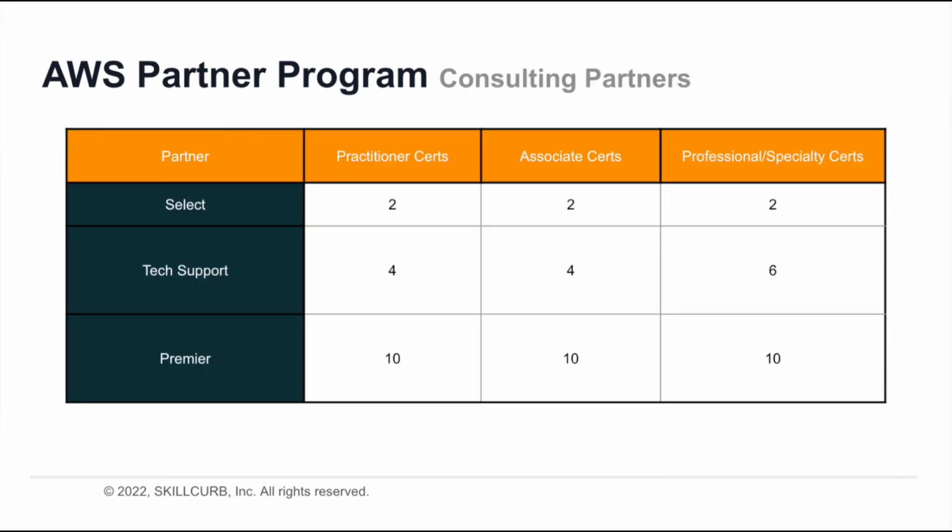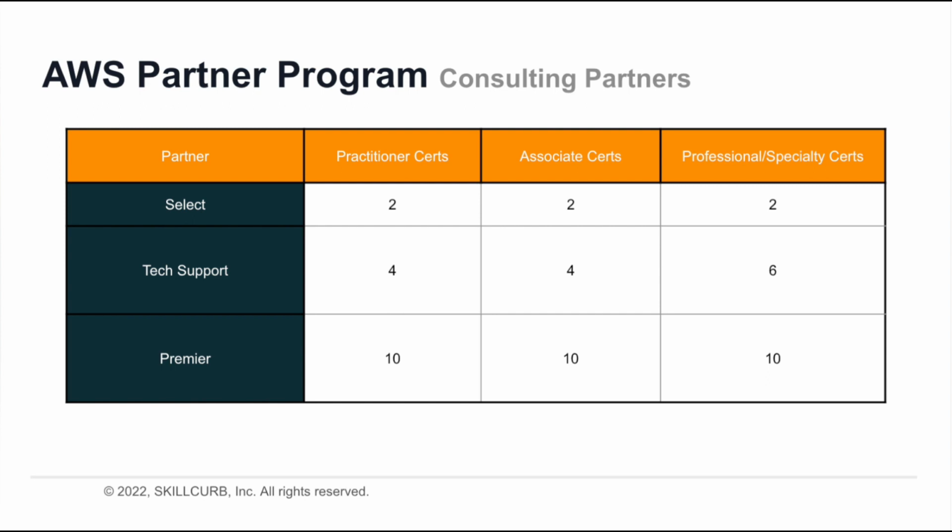To become a consulting partner, you need the following number of employees with the certs listed for each level of consulting partner that you can be. So to be a select partner, you need 2 people with the practitioner cert, 2 people with the associate cert, and 2 people with the professional or specialty certs. For the tech support, you need 4 people for practitioner and associate, and 6 people with professional or specialty certs. And lastly, when it comes to Premier, you need 10 people each for practitioner, associate, and professional certs.